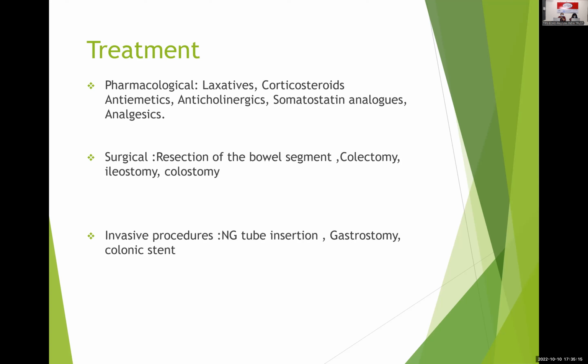Now, surgical options can be resection of the bowel segments, colectomy, ileostomy, or colostomy. Ileostomy is more difficult, and even colostomy is very difficult for the patient. In ileostomy, the drainage of fecal matter will be very high, so it is more difficult for the patient than colostomy. Now, invasive procedures, as we said earlier, we can use a nasogastric tube. Gastrectomy can be done, or colonic stents can be done.